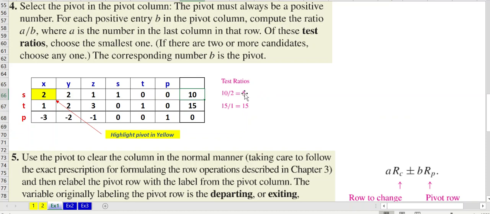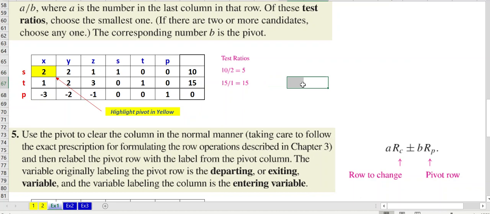So that means, because the smallest ratio is in the first row, the number in the pivot column that's also in the first row is going to be our pivot, and that would be the 2. And I like to highlight the pivot. Somehow, just denote what your pivot is going to be. So 2 is the pivot. It's in the pivot column, and it is in the row that has the smallest ratio.